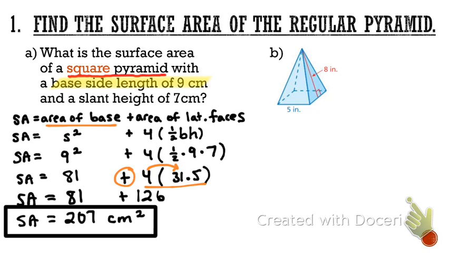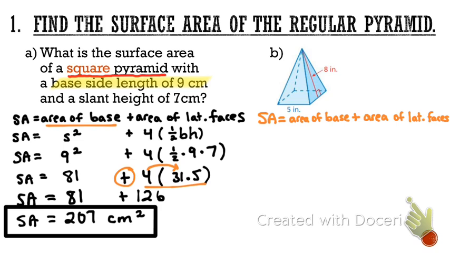Now you can see we're going to move on to problem B. There's no instructions aside from just a picture, but we're still trying to find the surface area of the regular pyramid. So let's go ahead and write down, once again, always start with the formula. The surface area equals the area of the base plus the area of the lateral faces. Let's write that down to start with.